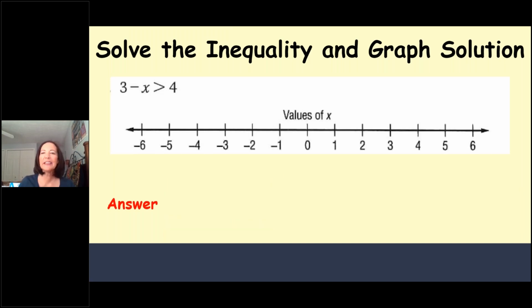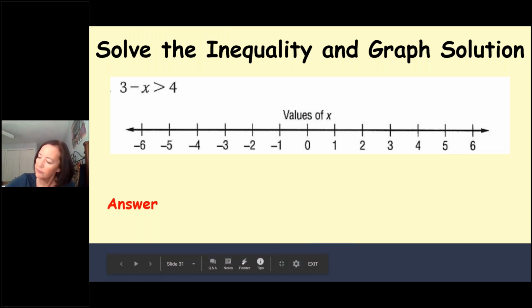Okay, Danielle, solve the inequality and graph the solution. What do you all think? Right, let me check it out. We got 3 minus x is greater than 4. First things first, I guess we would subtract the 3 on both sides. Okay, then we have negative x is greater than 1.